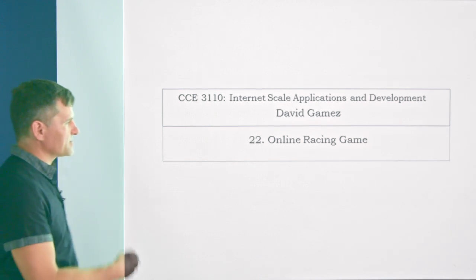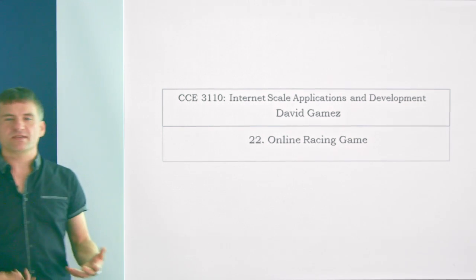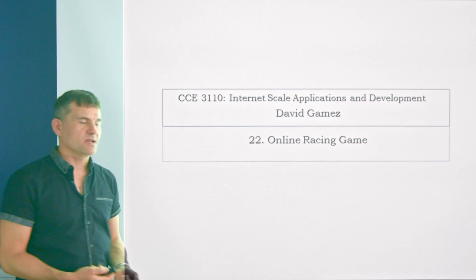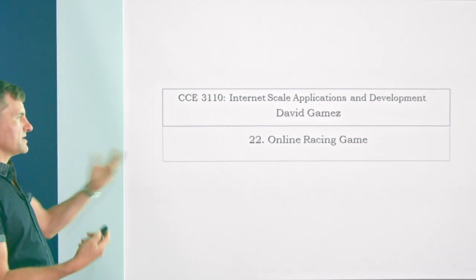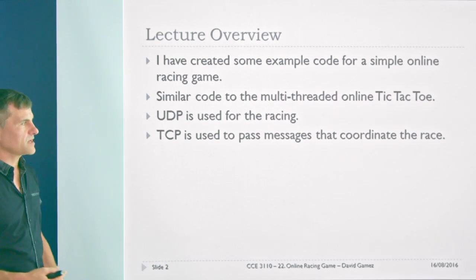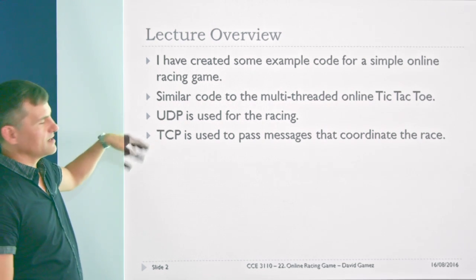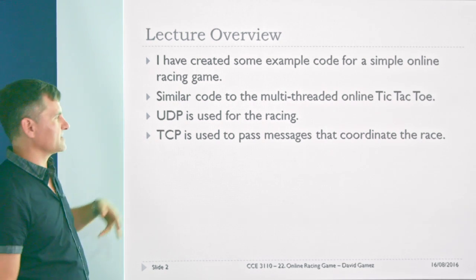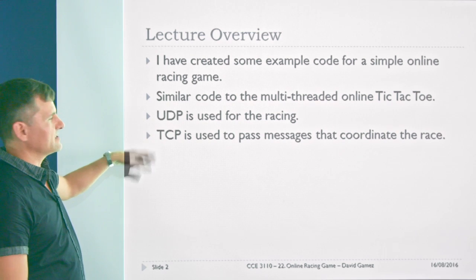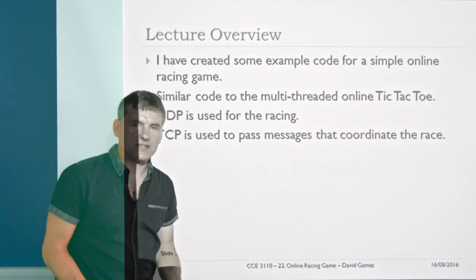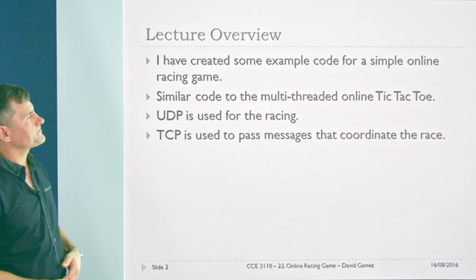I thought it'd be nice to give you an illustration of how you can build something with more real-time interaction. In this game, we're going to use a combination of UDP for the racing, so-called. It's not exactly racing, but it's a bit like racing. And then we're using TCP to actually set the game up and coordinate the game.